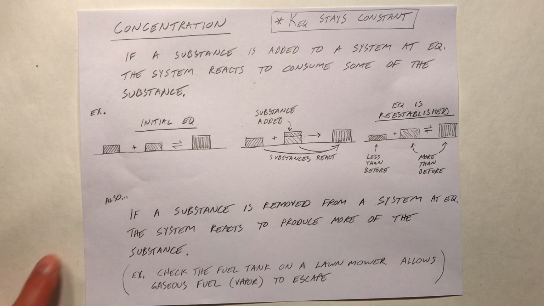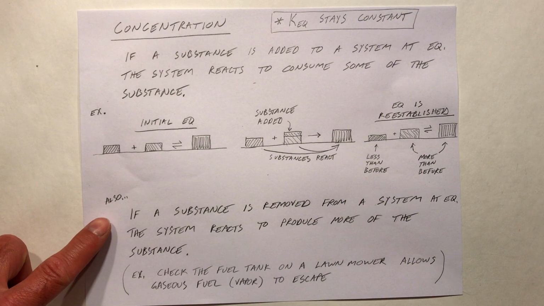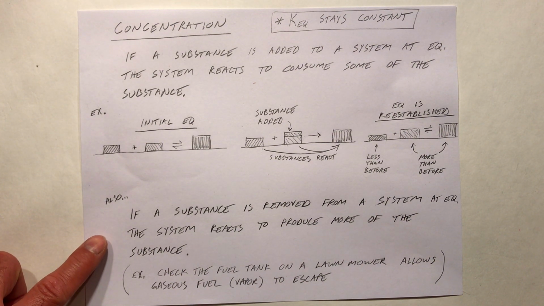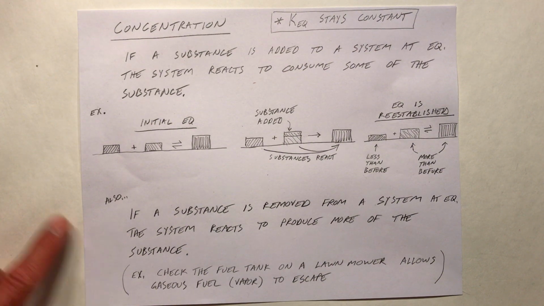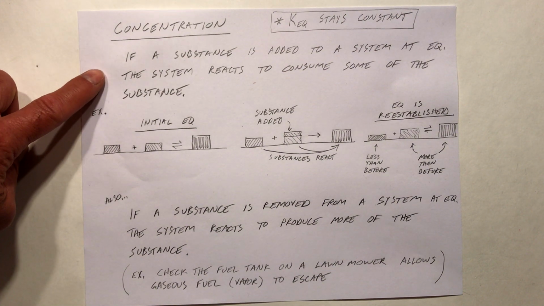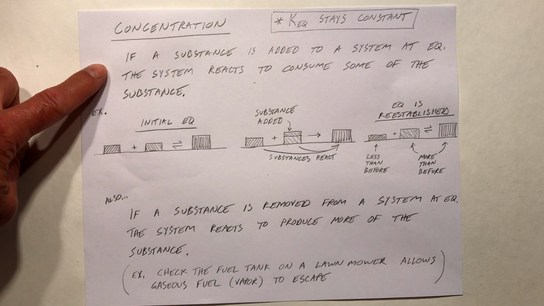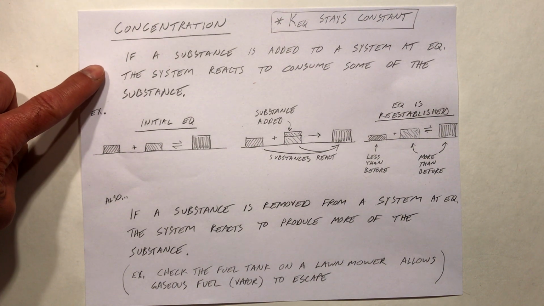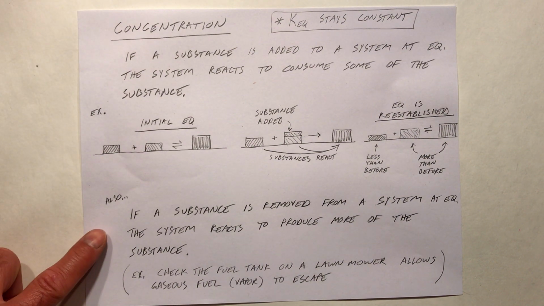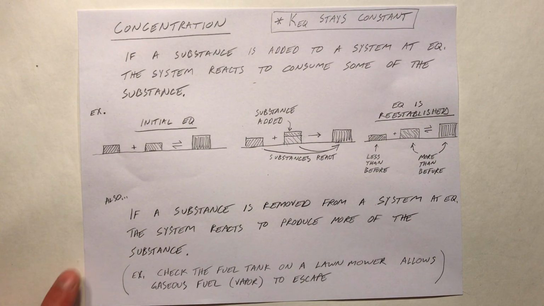Now we can do that in reverse too. If a substance is removed from a system at equilibrium, the system shifts to produce more of that substance. So if we add a substance to an equilibrium, the equilibrium shifts away from that addition. And if we remove a substance from an equilibrium, the equilibrium shifts towards that removal.